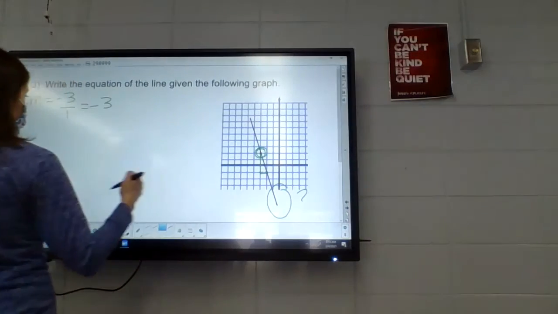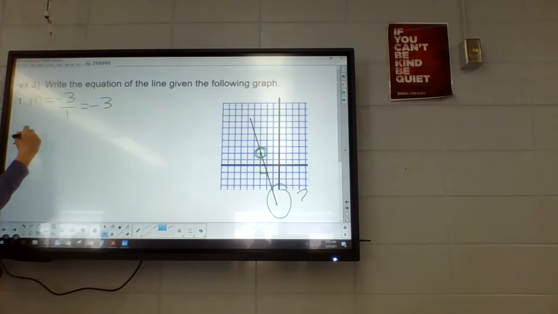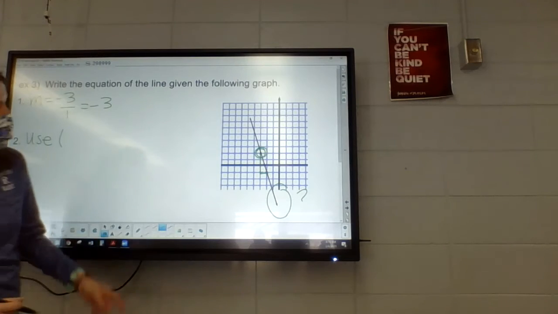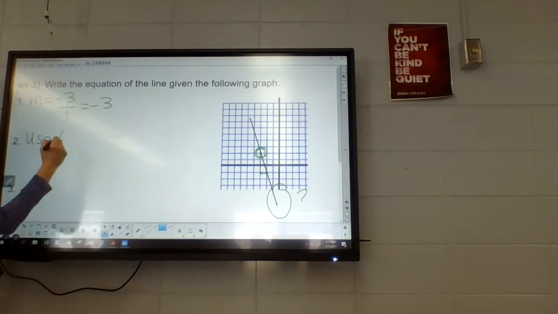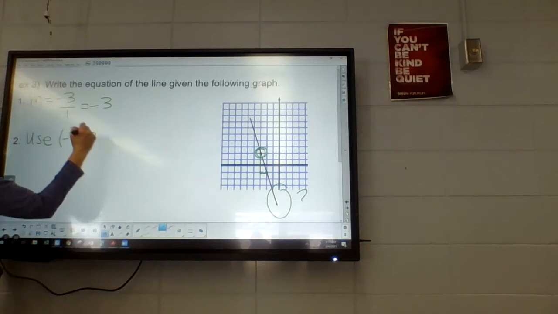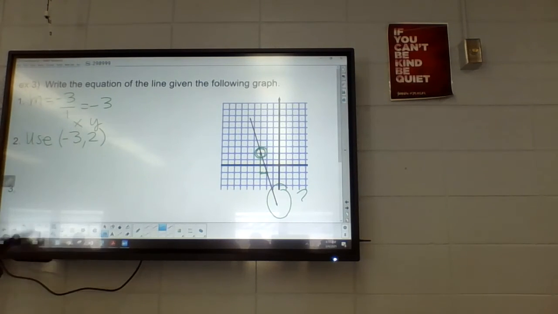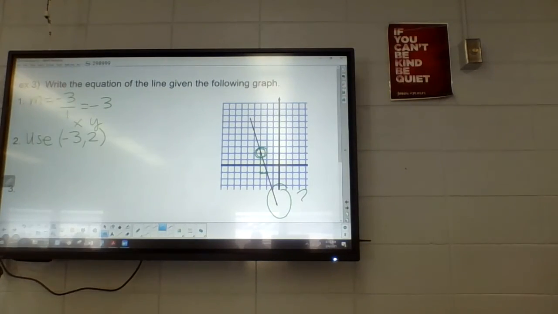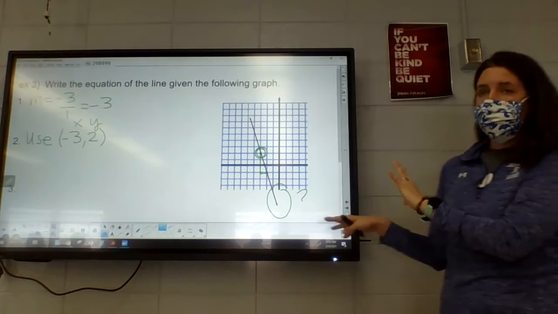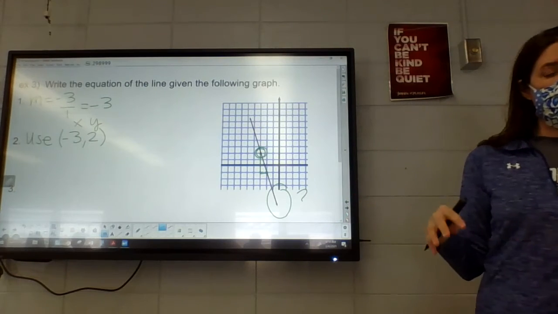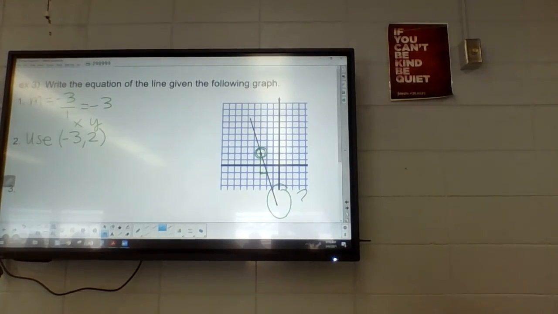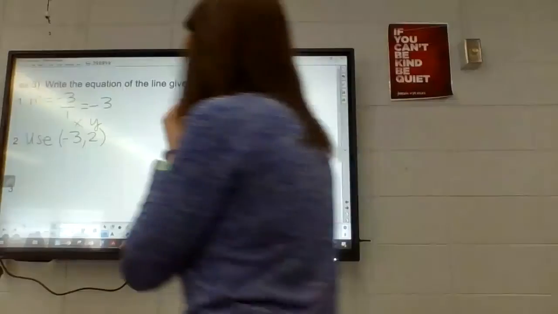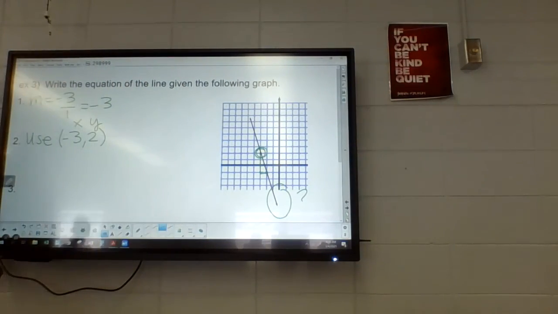So I'm going to choose one of these points. I'm going to use -3, 2 as my x and y. The graph gives me that information, so why not use it? So I know x and y. Now, Justine's method would work probably for the most part. I'm just a little worried that it's not an exact coordinate point that this is going to cross at. I think it actually is, but it's possible it wouldn't be.